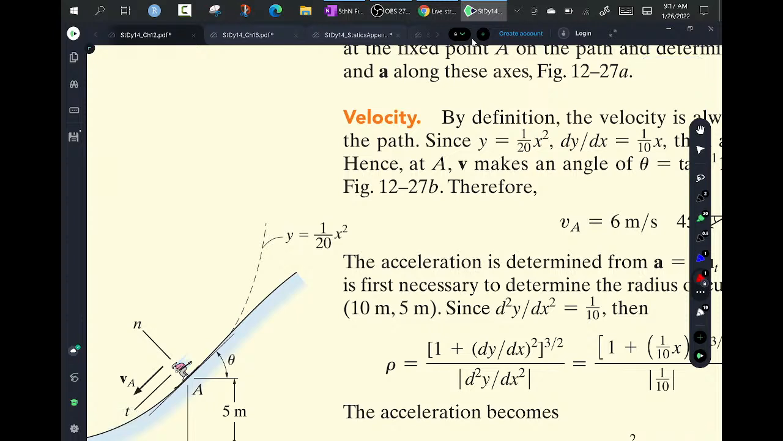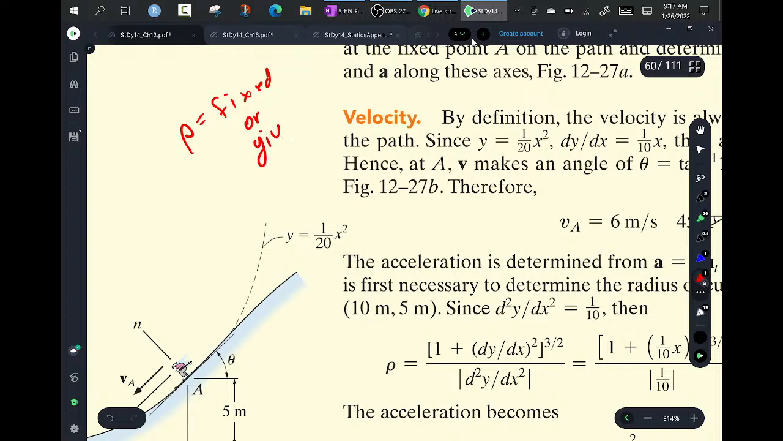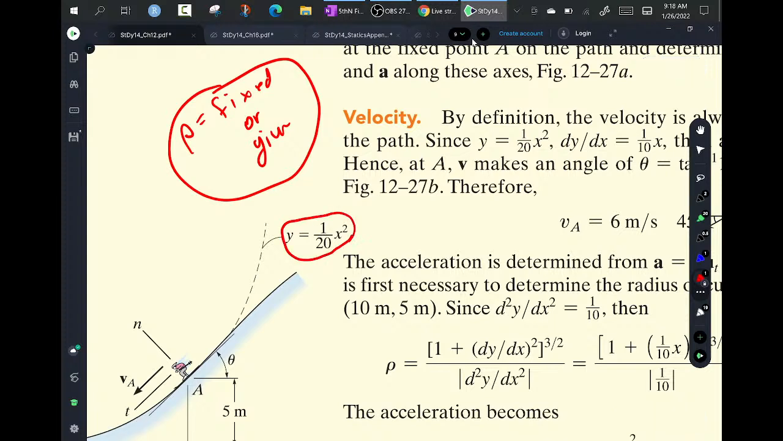So there's only 2 types of problems in the whole text. Ones in which rho's just fixed or given, okay, and then you don't have to think about that. And then there are problems in which it's written like this. If it's written like that, you've got to take a derivative once and then take a derivative again.